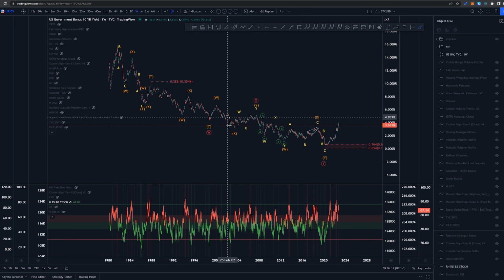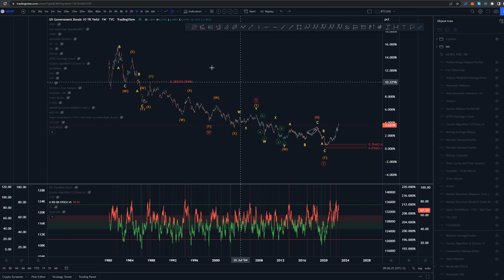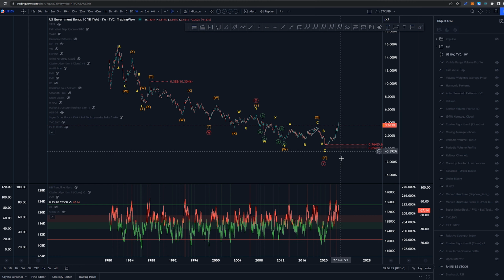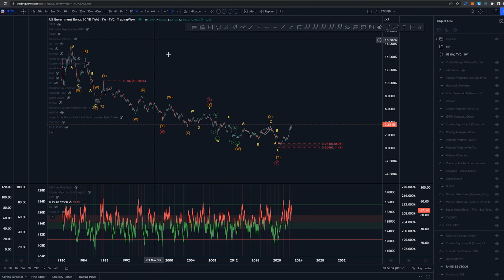To me, this looks very overlapping. It does not really feel too impulsive to the downside. We have a lot of overlap here with all of these structures. So to me, this whole thing looks very corrective, unfortunately, for the rest of the markets. But again, that is the way I see it at the moment.